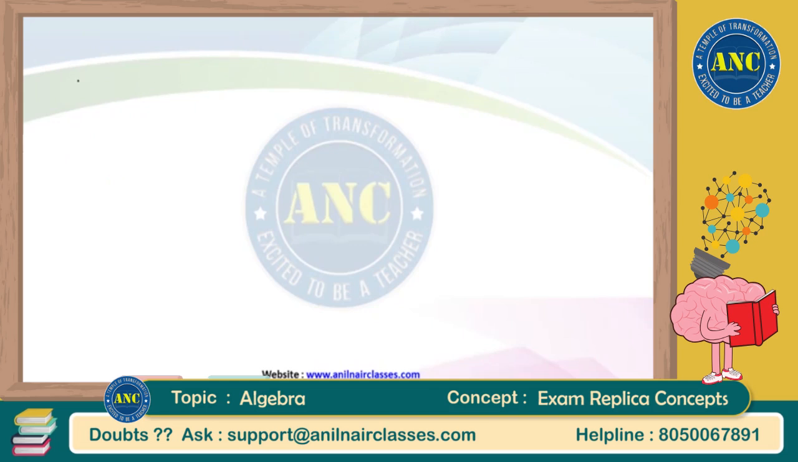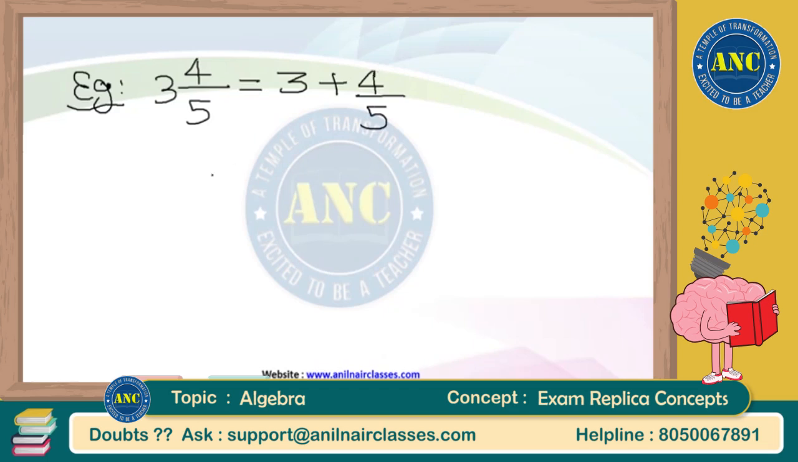Now see here, sir. I am sure you all know this. Let me take one or two examples. Suppose I have a mixed fraction, something called 3 4 by 5. 3 4 by 5 can be written as 3 plus 4 by 5. I am sure you have learnt it in your school days. Suppose I have 9 6 by 8, for example. This can be written as 9 plus 6 by 8.